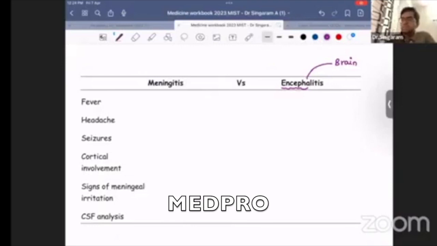Even though broadly we say both meningitis and encephalitis, there is also a term called meningoencephalitis, where both are getting affected. But strictly for exam purposes, you should know the differences.